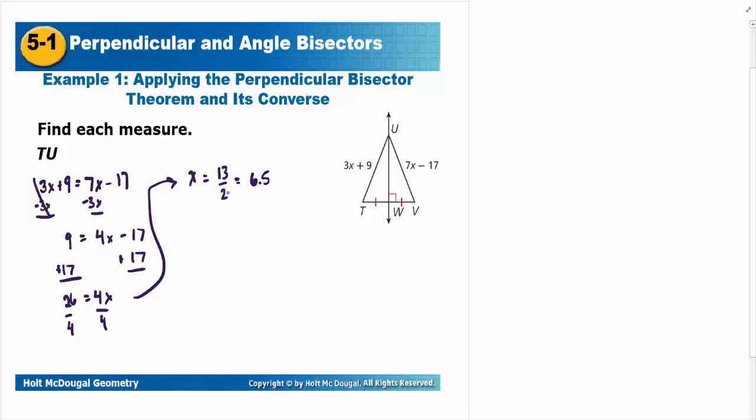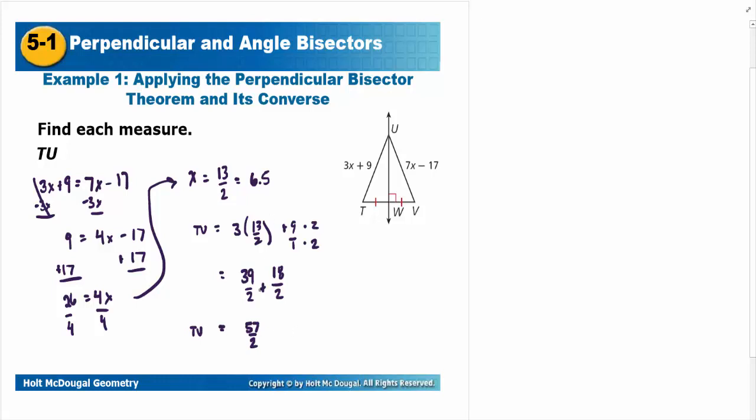Okay, but they don't want x. They want the measure TU. TU is a length, so I'm going to go TU equals 3 times 13 halves. I'm going to use the fraction, plus 9. So if we multiply all this out, 3 times 13, that's 39, so 39 over 2, plus 9 over 1. I'm going to make that a common denominator of 2. So that'll be 18 over 2. 18 divided by 2 is 9. So that'll be 57 halves for TU.